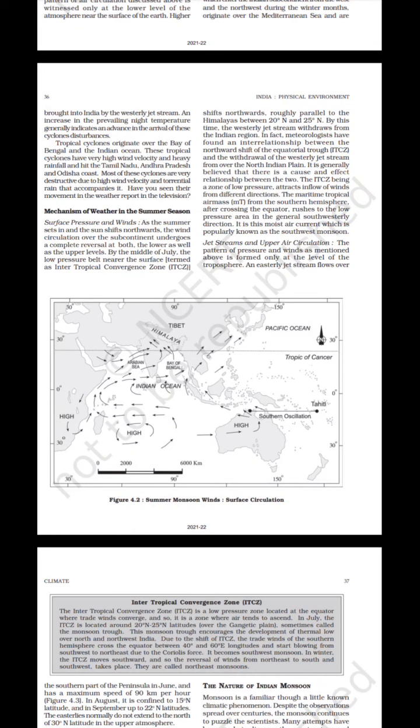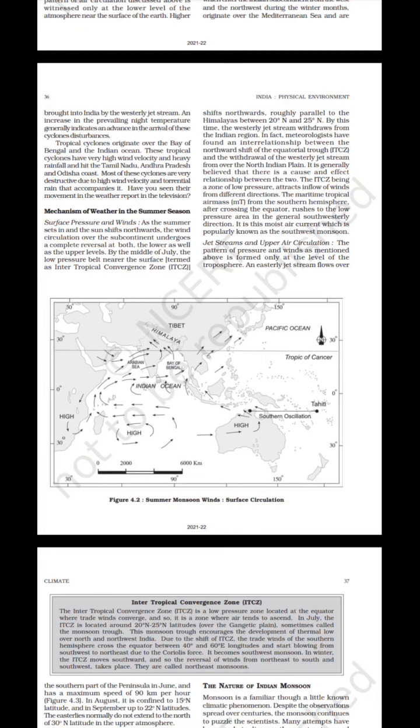By this time, the westerly jet stream withdraws from the Indian region. In fact, meteorologists have found an interrelationship between the northward shift of the equatorial trough (ITCZ) and the withdrawal of the westerly jet stream from over the North Indian plain. It is generally believed that there is a cause and effect relationship between the two.